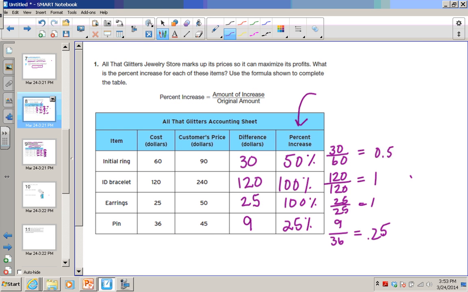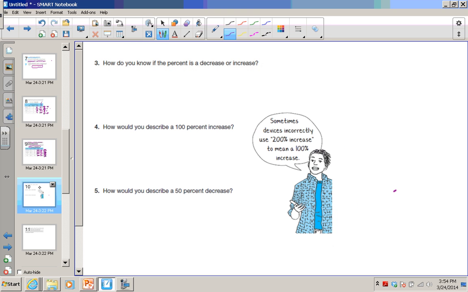Well, if you look up here, the ones that are 100%, it is simply the new number is double the original amount. So the new number right here is double the original amount. 25 times 2 is 50, and 120 times 2 is 240. That's how you know it's a 100% increase, if the new price or new value is double the original.